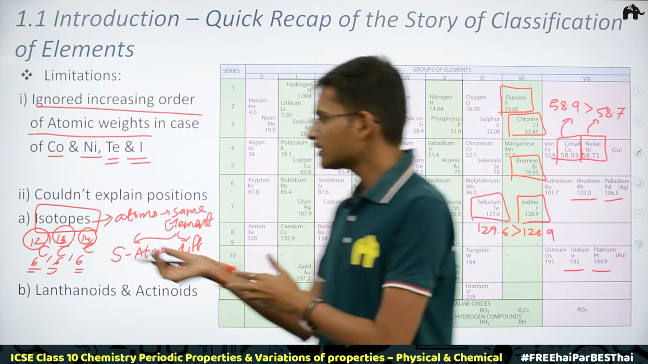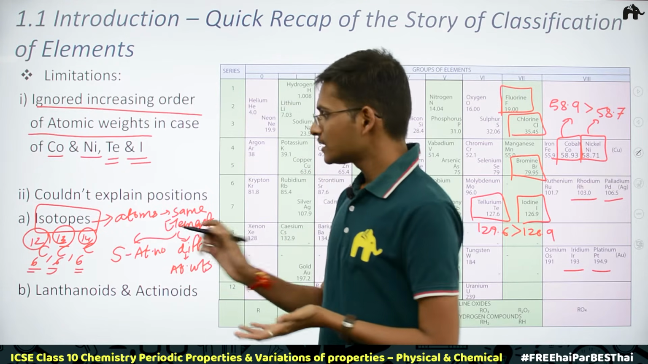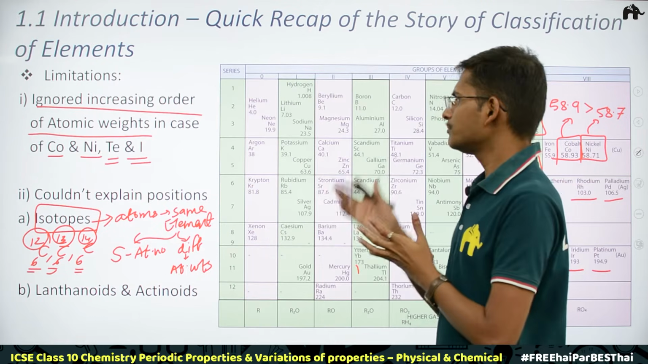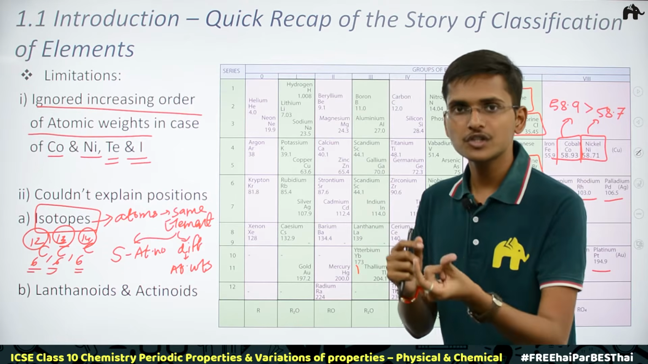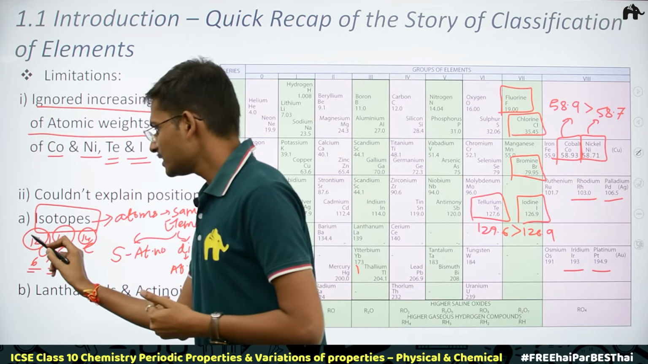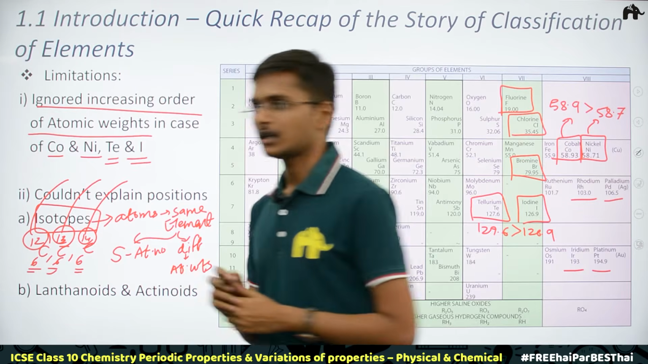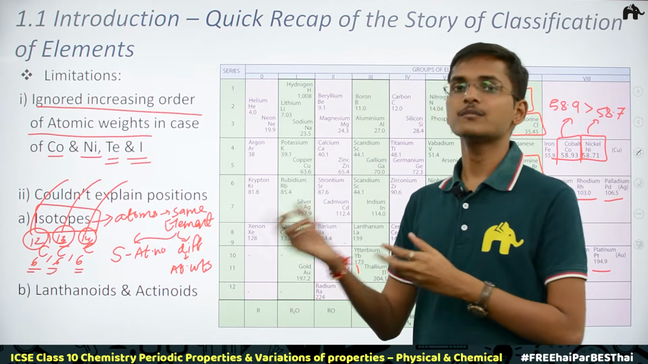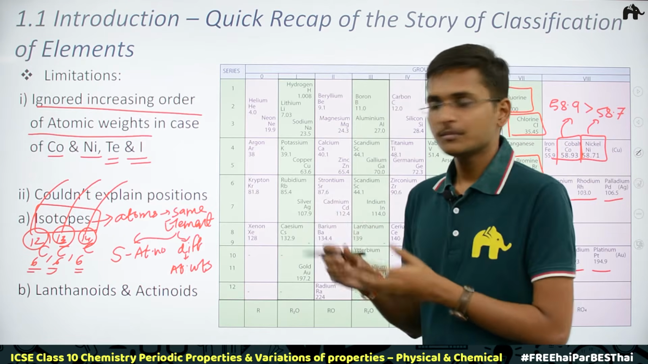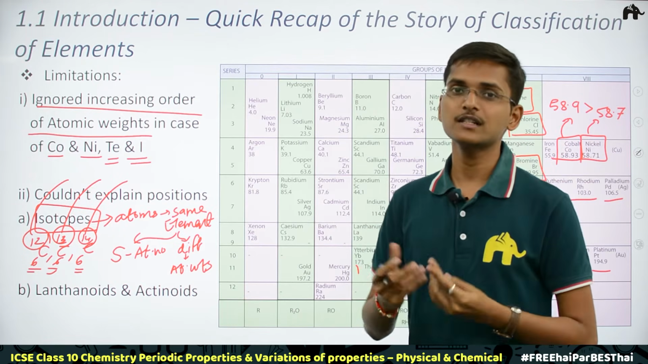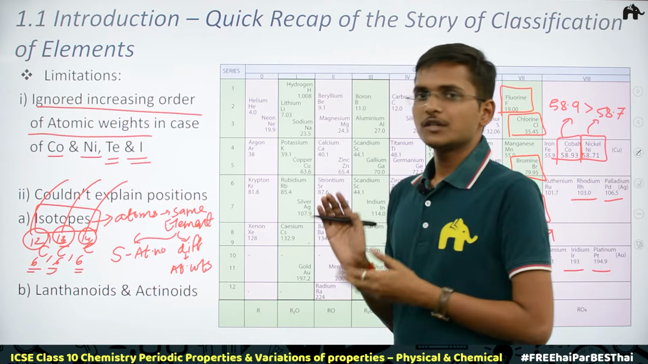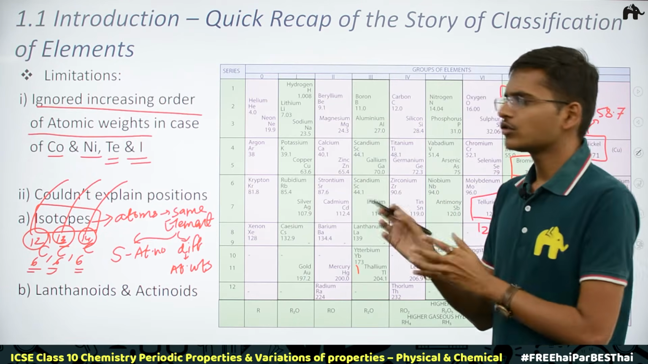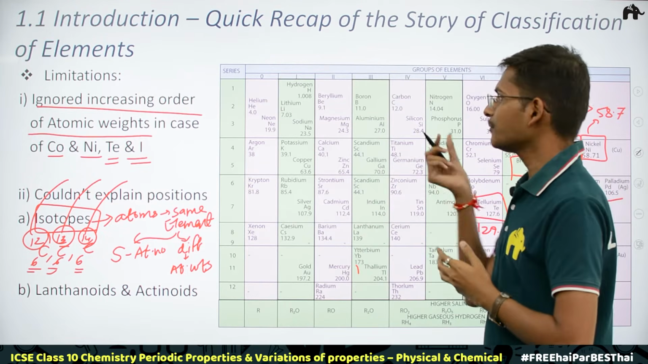Now, when we discovered these isotopes, what was the actual problem? Since they are atoms of the same element, we thought we should give them a single position, correct? But by seeing their different atomic weights, we again thought that maybe they should be given different positions, right? It cannot be given a single position. This confusion or ambiguity couldn't be explained. So that's why we couldn't give a position to isotopes in Mendeleev's periodic table.